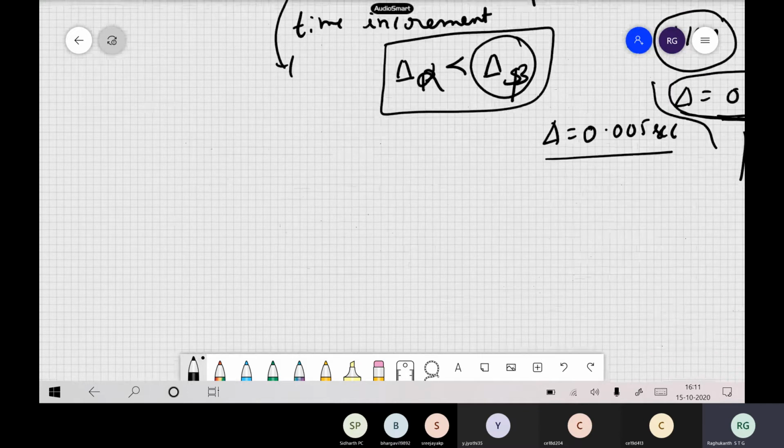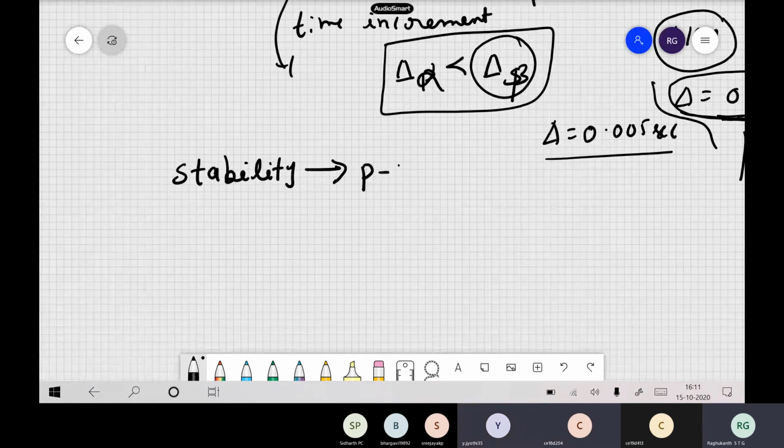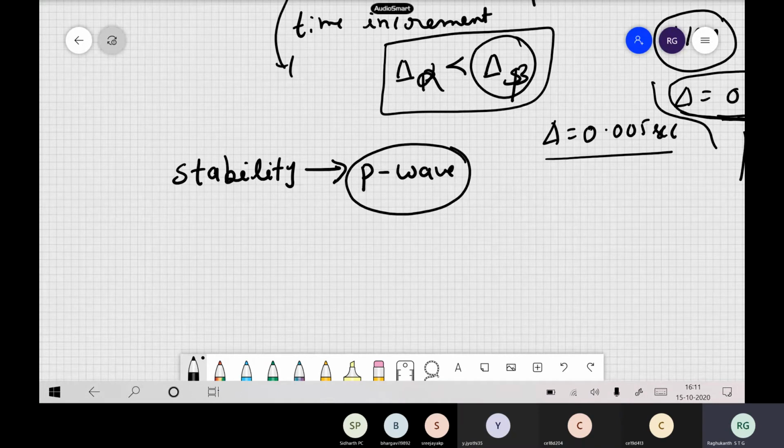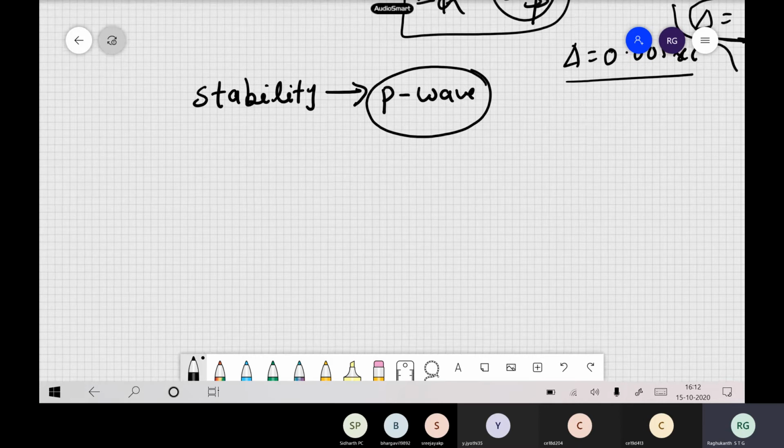Whenever you are doing a complete 3D simulation, the stability of the solution is controlled by which wave, P or shear? The P wave is the one which controls stability, not the shear waves. This is a very important thing one has to remember when doing numerical calculations, FEM or finite difference: stability depends on the P wave velocity, not on the shear wave velocity.